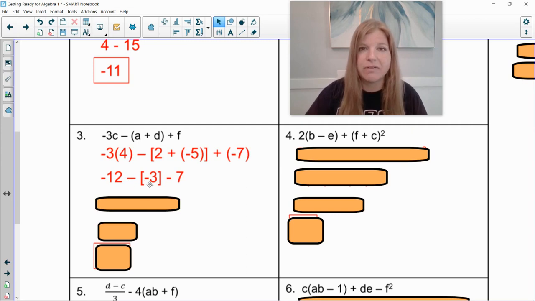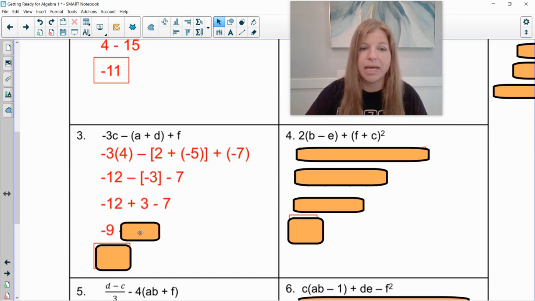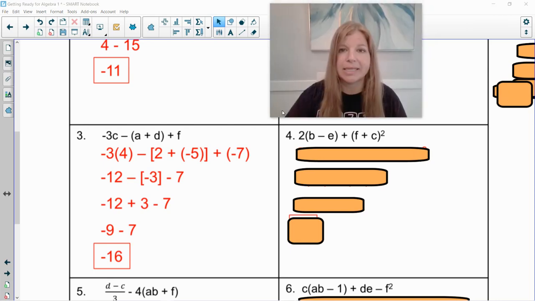I then want to take care of the fact that I'm subtracting a -3. This then becomes -12. If I subtract a -3, that really means I'm adding 3 and then -7. -12 plus 3 is -9, and -9 minus 7 is -16. Excellent.